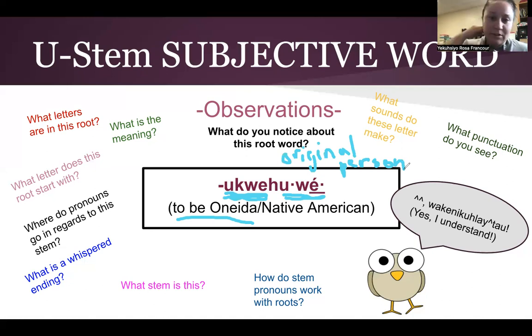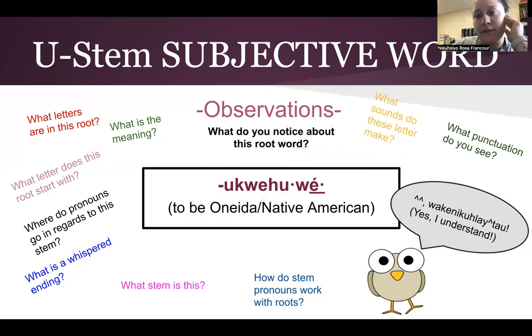Okay, so just FYI, the more you know, the cooler it is. It's even more depth, and more historical context too. So just keep that in mind. But right now, for learning purposes, we're just going to use the meaning of Oneida, or loosely you could say Native American. So let's get into more details about this verb.